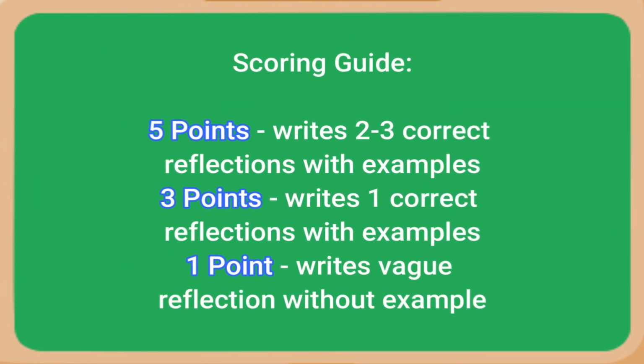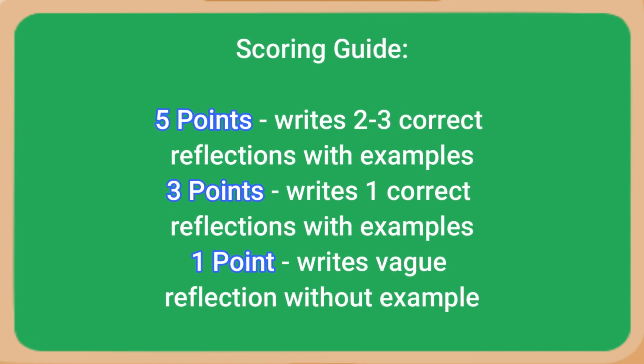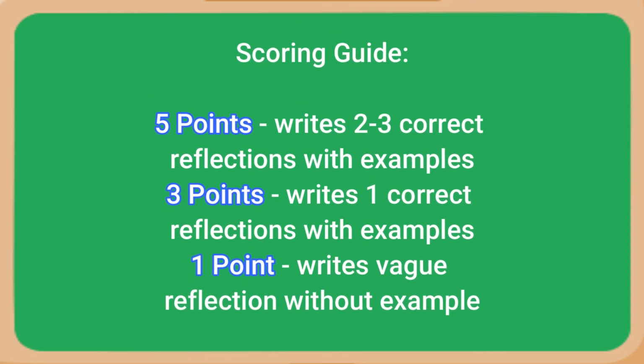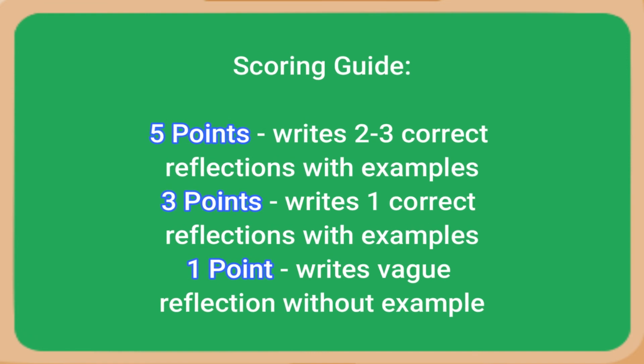For the scoring guide, 5 points if you write 2 to 3 correct reflections with examples. 3 points if you write 1 correct reflection with examples. And 1 point if you write a vague reflection without example.